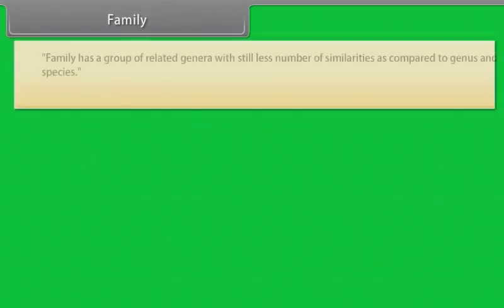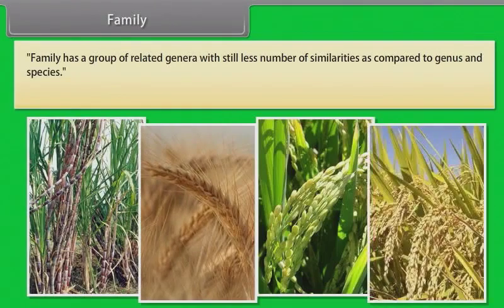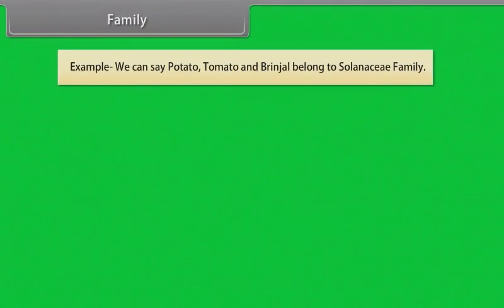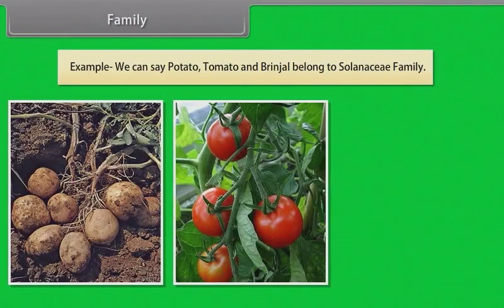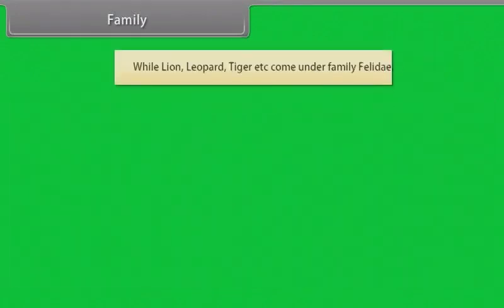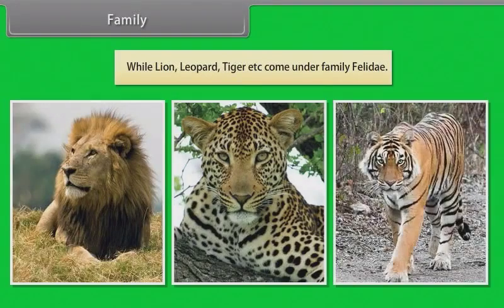Family. A family is a group of related genera with still fewer similarities as compared to genus and species. The term family comes from Latin familia, which means familial. Example, we can say potato, tomato, and brinjal belong to the Solanaceae family, while lion, leopard, tiger, etc. come under the family Felidae.